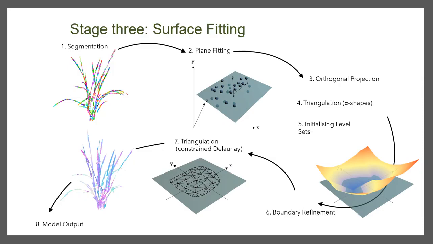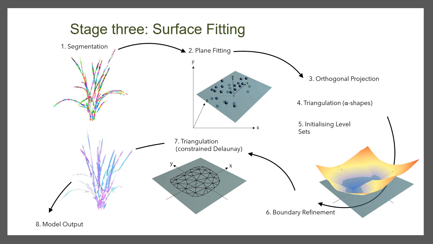For each cluster, a best fit plane is then calculated and the points are projected to this plane. So therefore, each cluster basically becomes a 2D plane. The cluster is then triangulated and level sets are applied to refine the boundaries by expanding and shrinking the triangulated clusters with reference to the original RGB images.